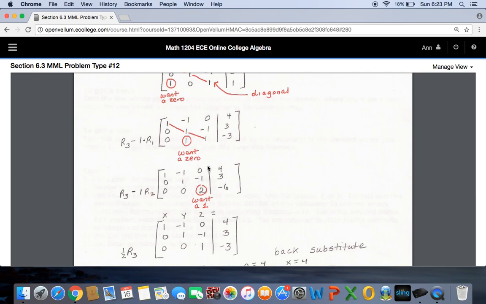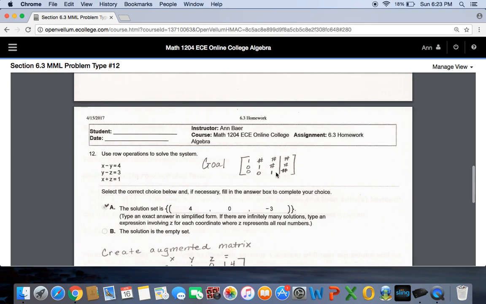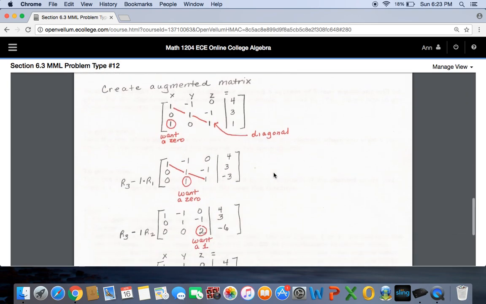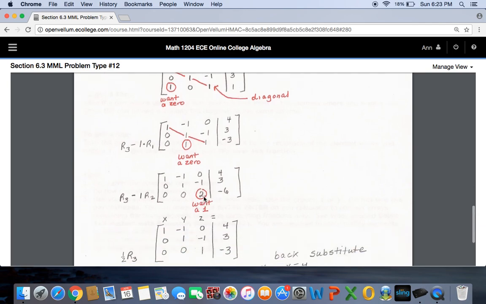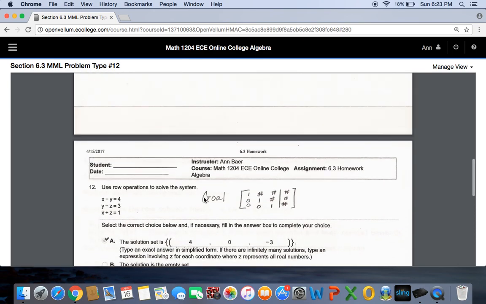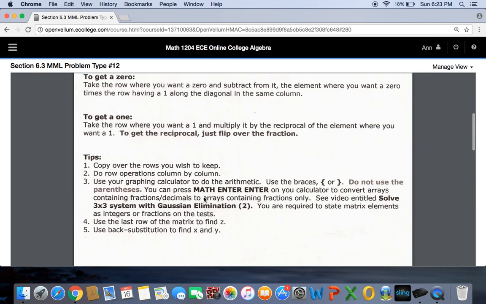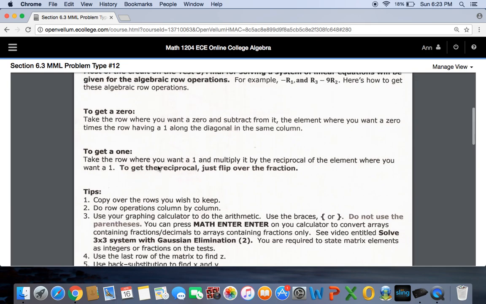Let's look at the third column. What do we want? We just want a 1 in that position. Do we have a 1 in that position? No, we don't. We need to get a 1 there. How do we get a 1? Let's go back to our tips sheet. To get a 1, take the row where you want a 1 and multiply by the reciprocal of the element where you want a 1.